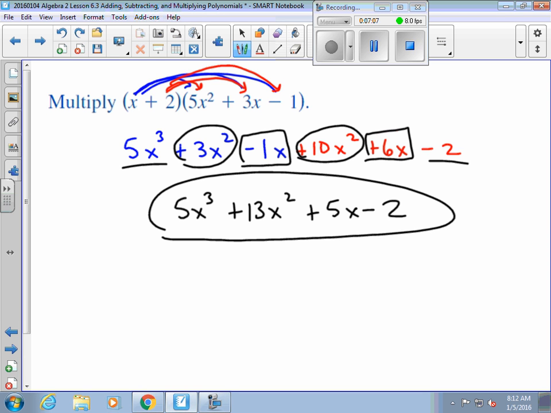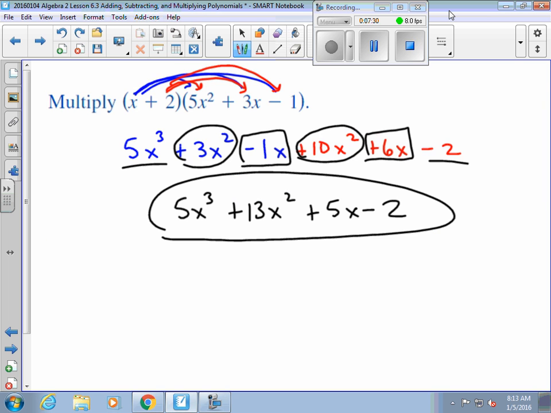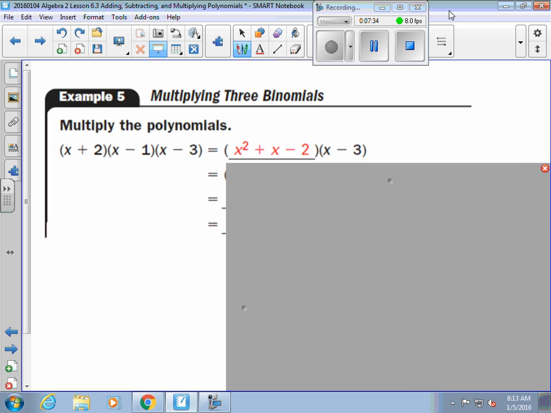Now, this is all fine and good. This is pretty easy for most of us, again, with the occasional mistake we might make of leaving something off. But what happens when we have to multiply 3 polynomials, or in this case, 3 binomials? What you're going to do is FOIL 2 of them and then treat them just like this one right here, because the trinomial times a binomial is what you create when you FOIL them.